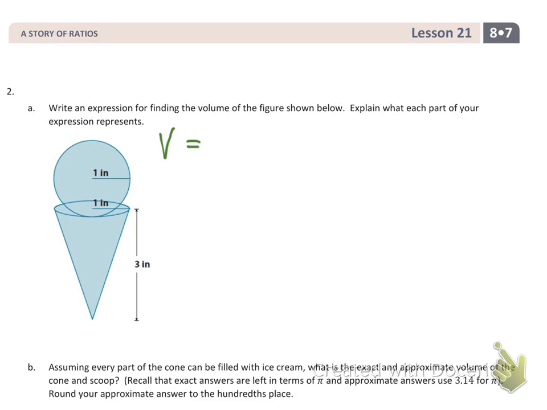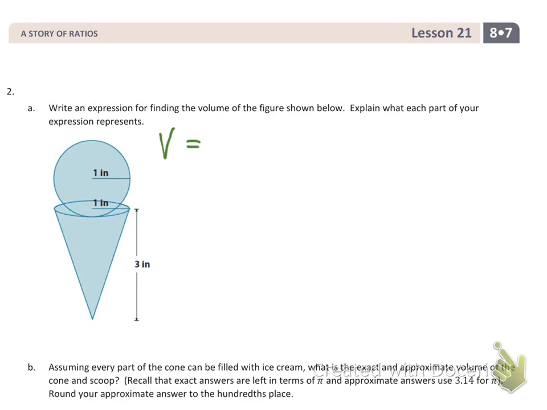Okay, so you should probably pause and try to do this one on your own, and then check back to check your work. Again, part A is going to be writing the expression, and part B is going to be evaluating the expression that we wrote. And again, we're going to have an exact answer in terms of pi and an approximate answer using 3.14. Okay, so let's look at it.